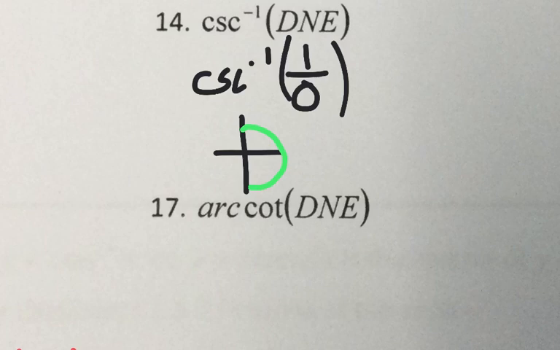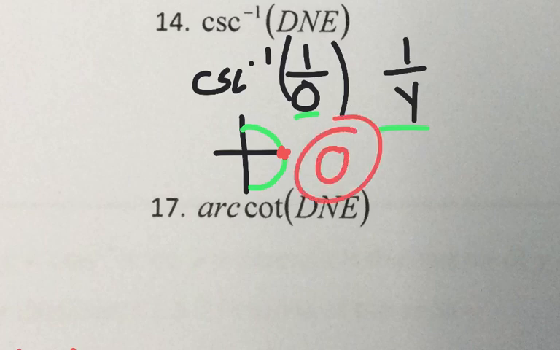Now, next thing I'm thinking, I know sine is the y value. So that means cosecant would be 1 over the y value. So now where in the first and fourth quadrants is the y value 0? The y value would be 0 on the x-axis. On the x-axis, the y value is 0. So now how much did I rotate to get a y value of 0? I didn't rotate. I stayed right where I was at. So it is a 0 radian rotation.